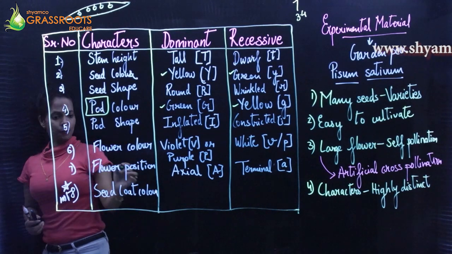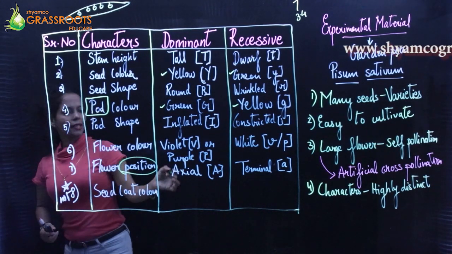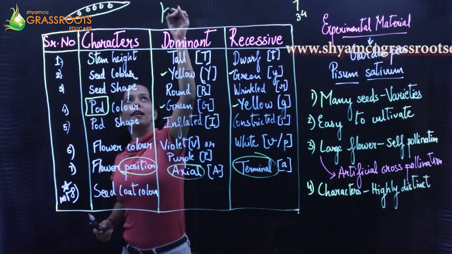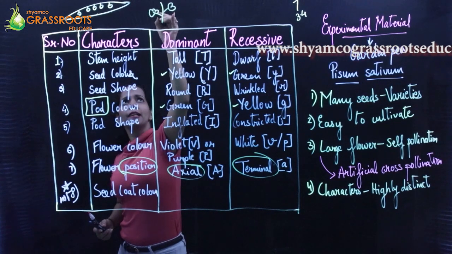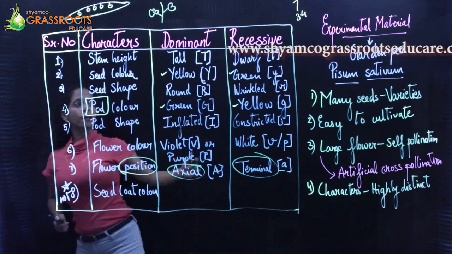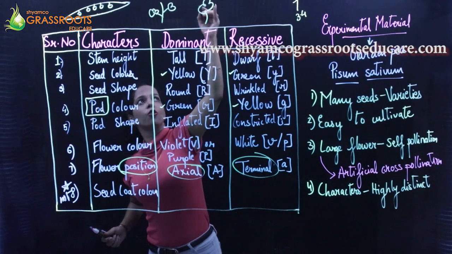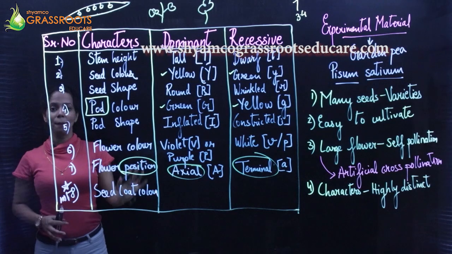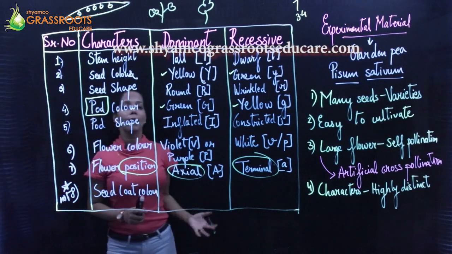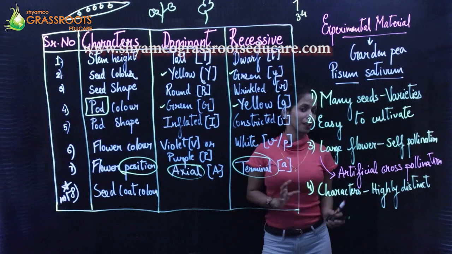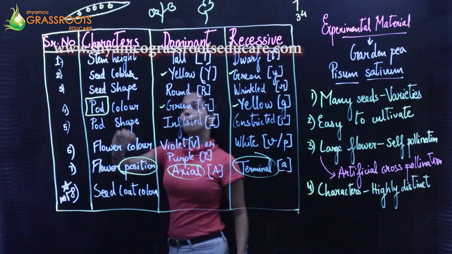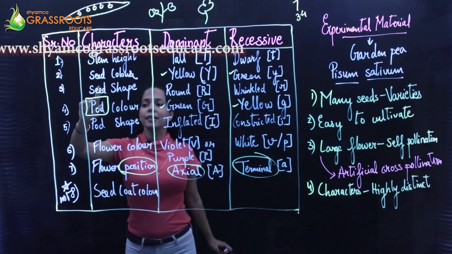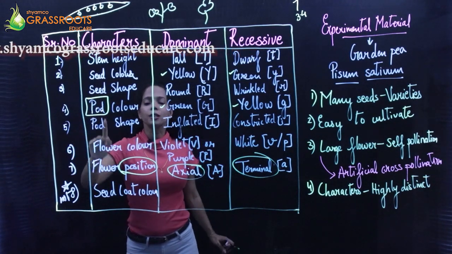Fine. Now, speaking about flower position, what is axial and what is terminal? If the flower is on the side, it is known as an axial flower. And if it is at the tip, then it is known as a terminal flower. So this is all about the characters studied by Mendel, or the list of characters the pea plant is expressing. So what about the tip which I told you? The tip is very simple: stem, seed, pod, flower. You have to remember it like this. Stem, seed, pod, flower. SSPF.